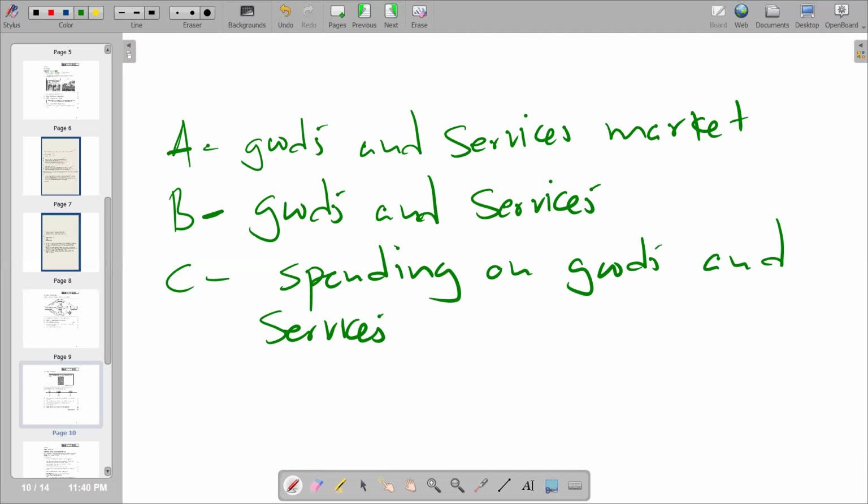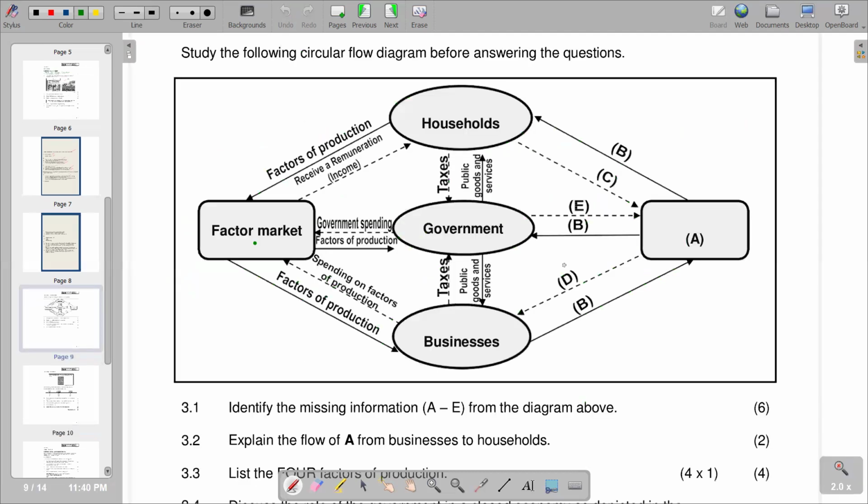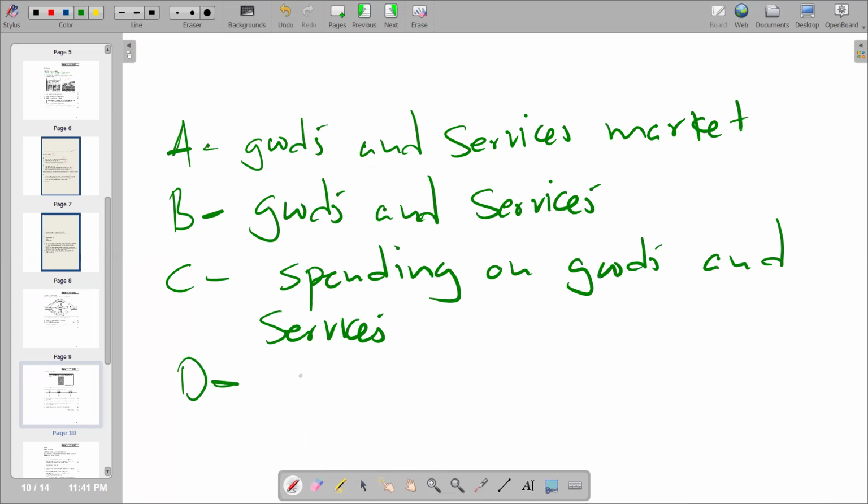Then we move to the next one, which is D. Remember, it's A to E. D is an arrow moving from the goods and services market to the businesses. So we need to identify which part that is. Businesses sell their goods and services to the goods and services market, and in return, they get revenue. So this is indicating sales revenue. So D is our sales revenue.